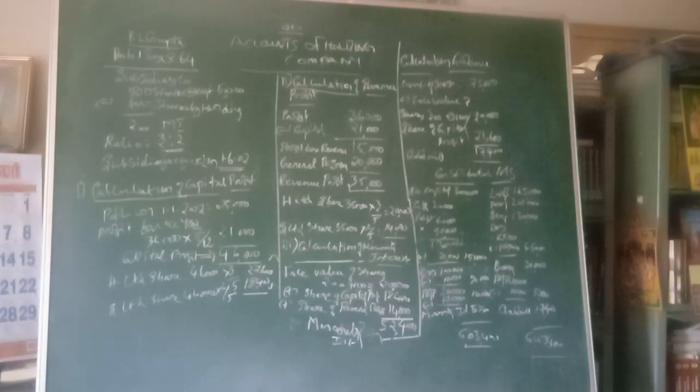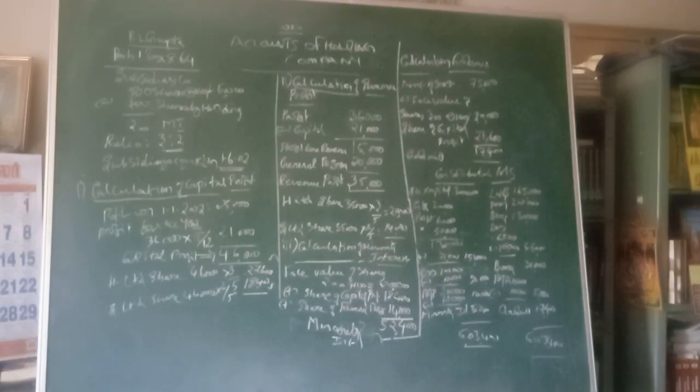52,400, that is the minority interest. And number 4, working note number 4, goodwill, it is 17,400. You total the balance sheet, accordingly enter the figures and total the balance sheet. Your balance sheet is supposed to tally.